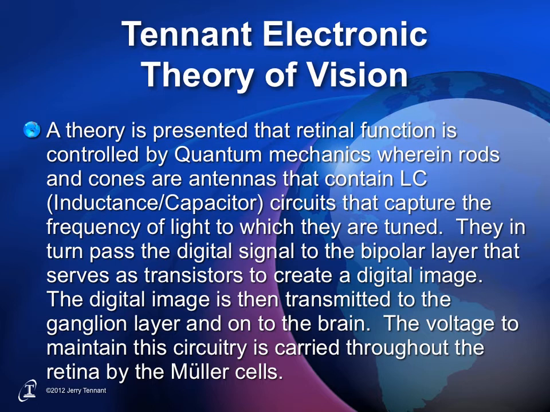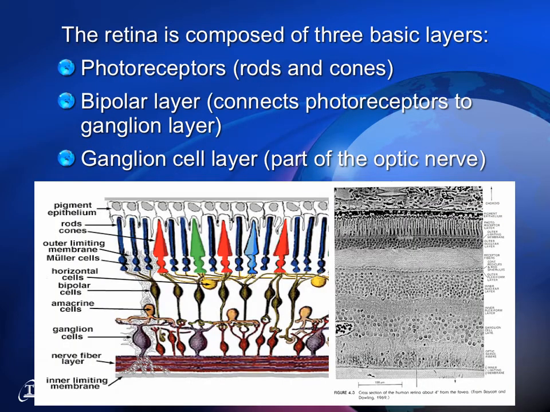Now, that may not make a lot of sense to you at this moment, but as we go through the presentation, it will begin to become clearer. The retina is composed of three basic layers: the photoreceptors, called rods and cones, the bipolar layer, which connects the photoreceptors to the ganglion layer, and then the ganglion cell layer, which is part of the optic nerve.